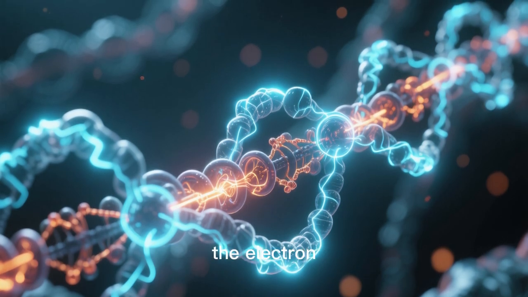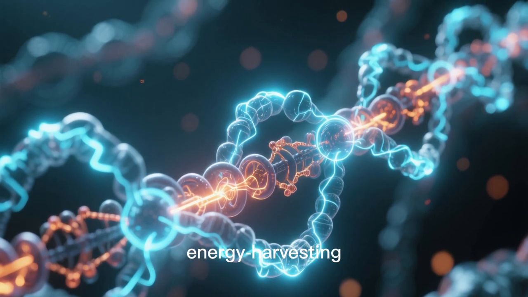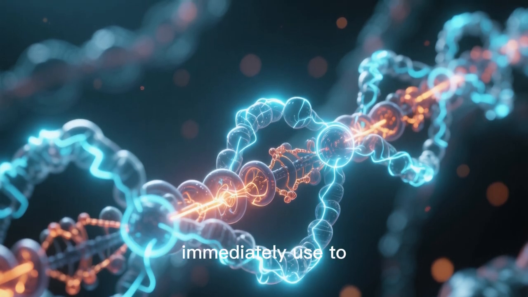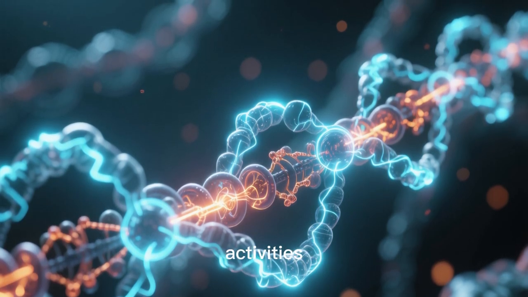In simple terms, the electron transport chain is the energy harvesting system of the cell, converting the energy stored in food into a form that cells can immediately use to perform life-sustaining activities.